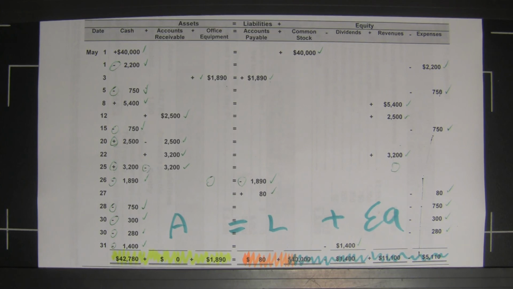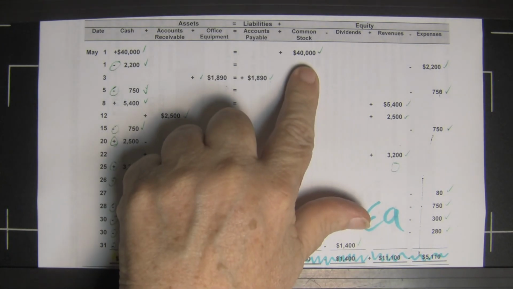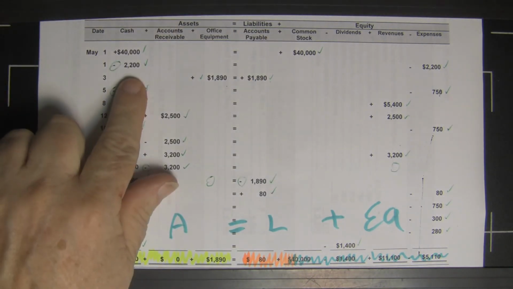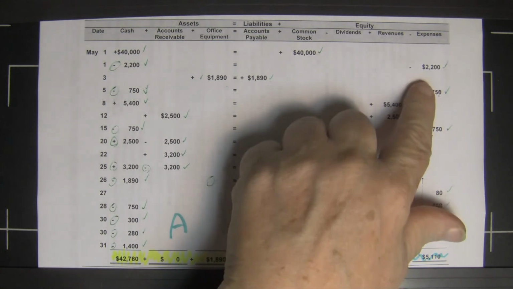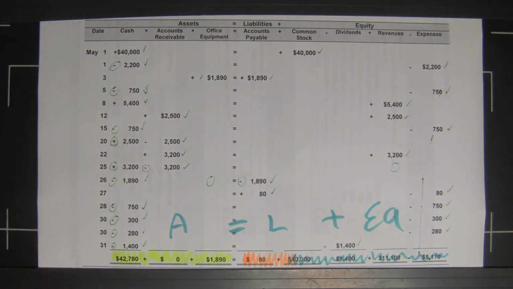Now, if we were doing official accounting speak, we would be saying things like debit cash, credit common stock. Credit cash, debit expense. But I don't need you to be debitors and creditors. I need you to understand what's happening to the business.